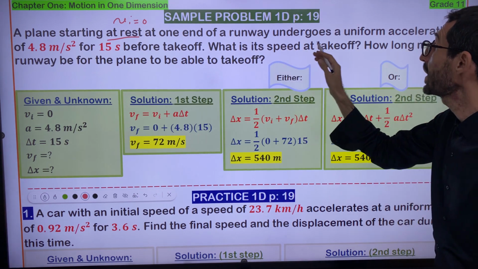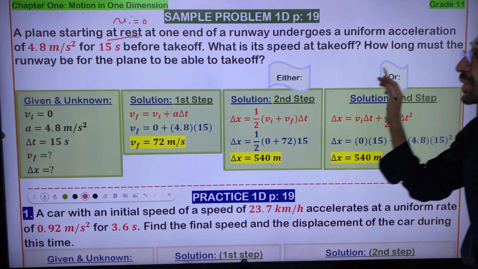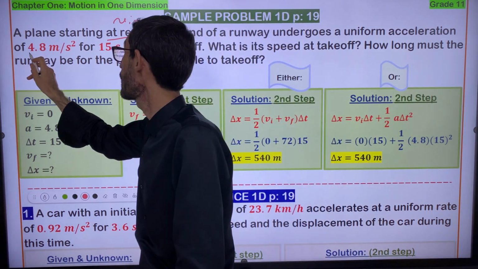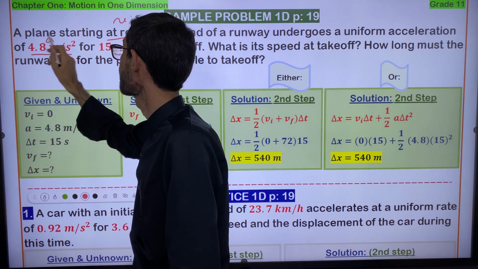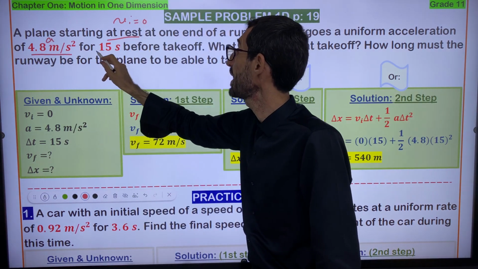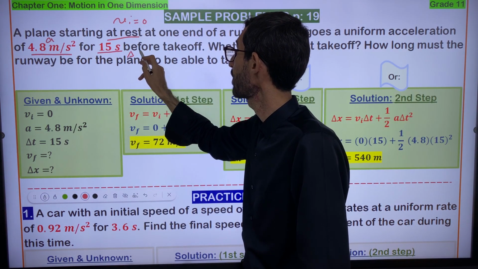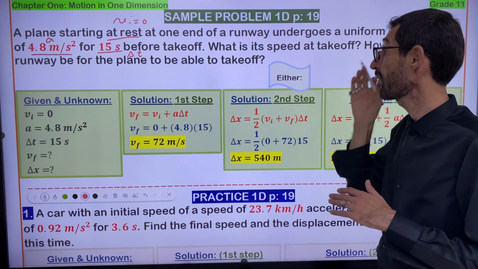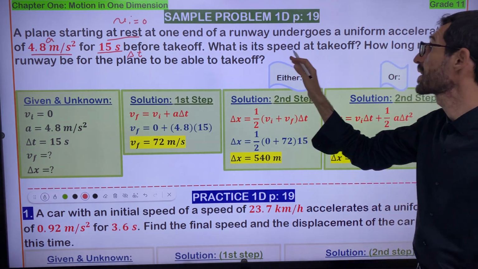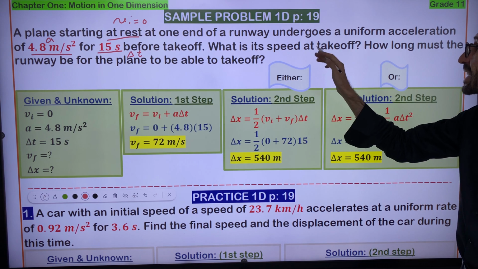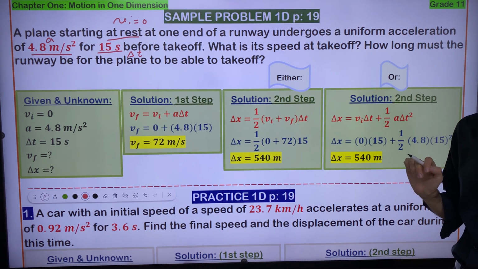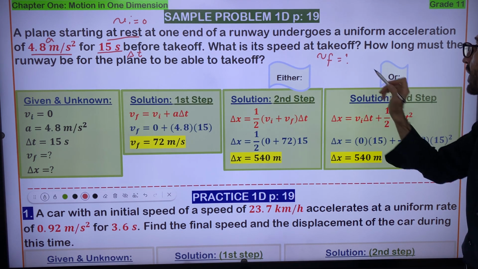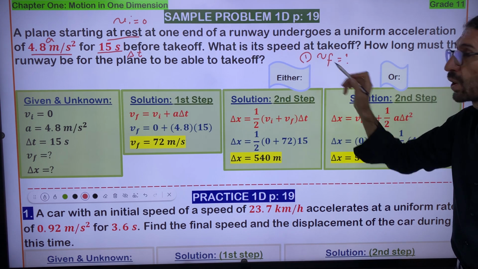At one end of a runway undergoes a uniform acceleration of 4.8 meters per second squared. So this is acceleration, right? For 15 seconds, this is time interval. Before takeoff, what's its speed at takeoff? So we look for final velocity. This is the first unknown.